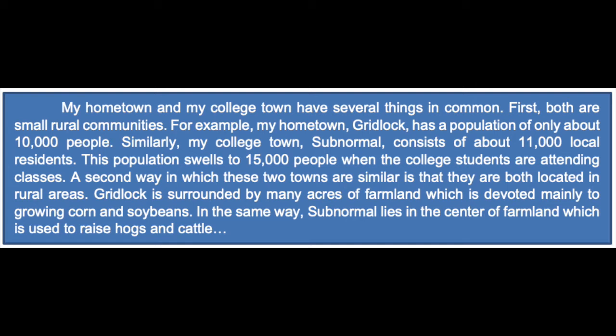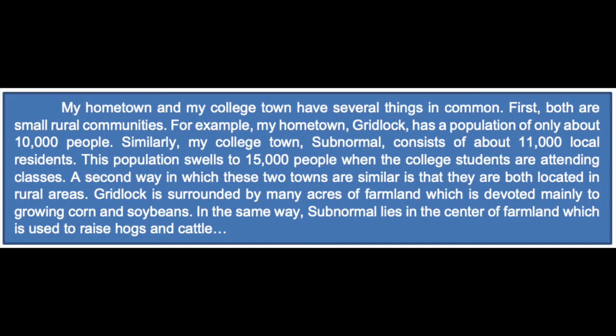So this population swells to 15,000 people when the college students are attending classes. A second way in which these two towns are similar is that they are both located in rural areas. Gridlock is surrounded by many acres of farmland, which is devoted mainly to growing corn and soybeans. In the same way, Subnormal lies in the center of farmland, which is used to raise hogs and cattle.